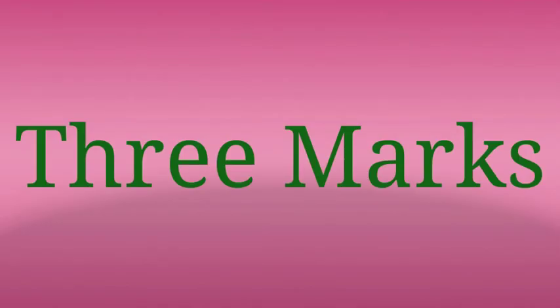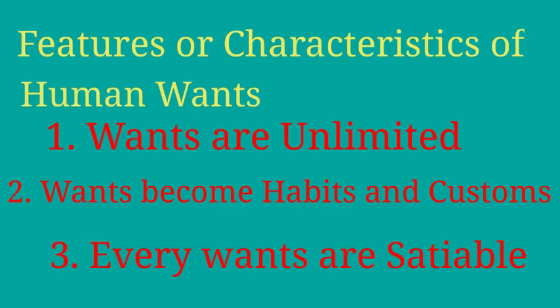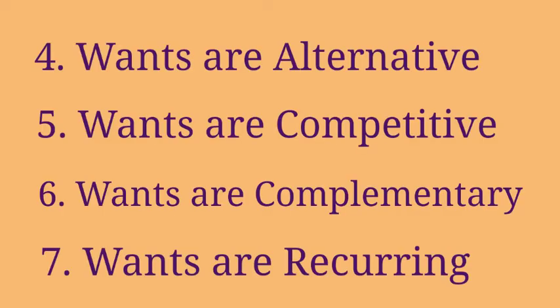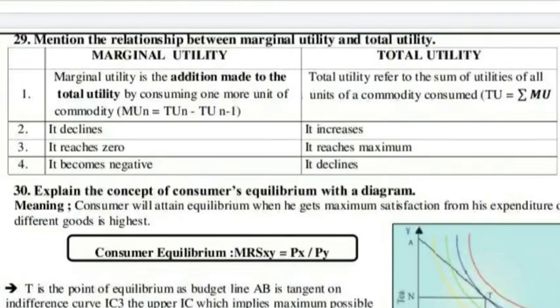Finally, we will revise 3 mark questions. Question number 27. Describe the features of human wants. There are 7 features or characteristics of human wants. First, wants are unlimited. Second, wants become habits and customs. Third, every want is satiable. Fourth, wants are alternative. Fifth, wants are combinative. Sixth, wants are complementary. Seventh, some wants recur again and again, or wants are recurring. Question number 28. Mention the relationship between marginal utility and total utility.